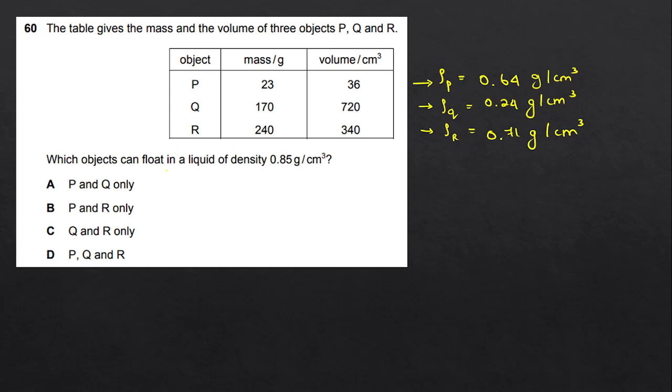Now, in order to find which object floats, the density of the object should be less than the density of the liquid. So let's look at all these three objects. The density of all these objects are less than 0.85 gram per cm cube, which means all the three objects will float on this liquid. So the correct answer is option D.